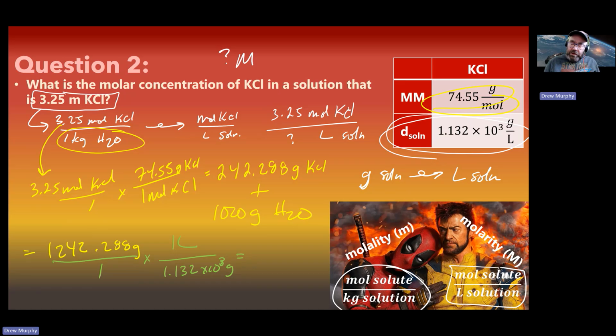So we'll figure this out. What do we got here? 1242.288 divided by 1.132 times 10 to the 3rd is 1.0974 liters.